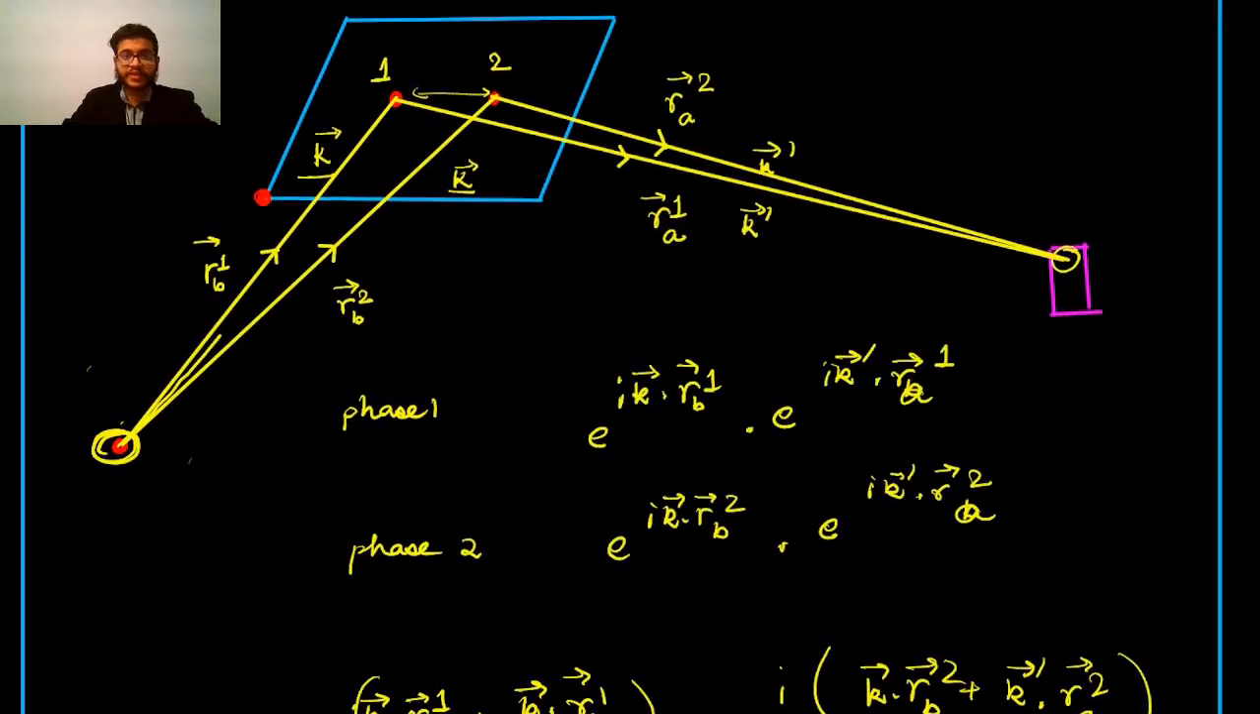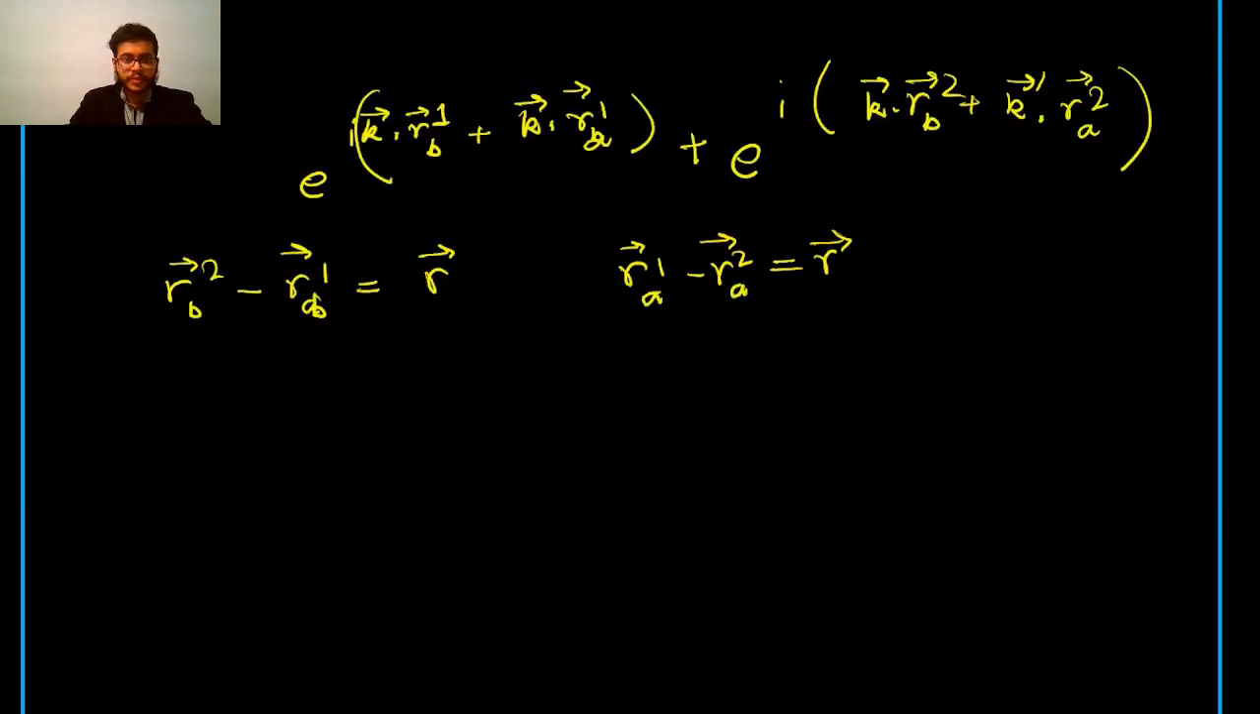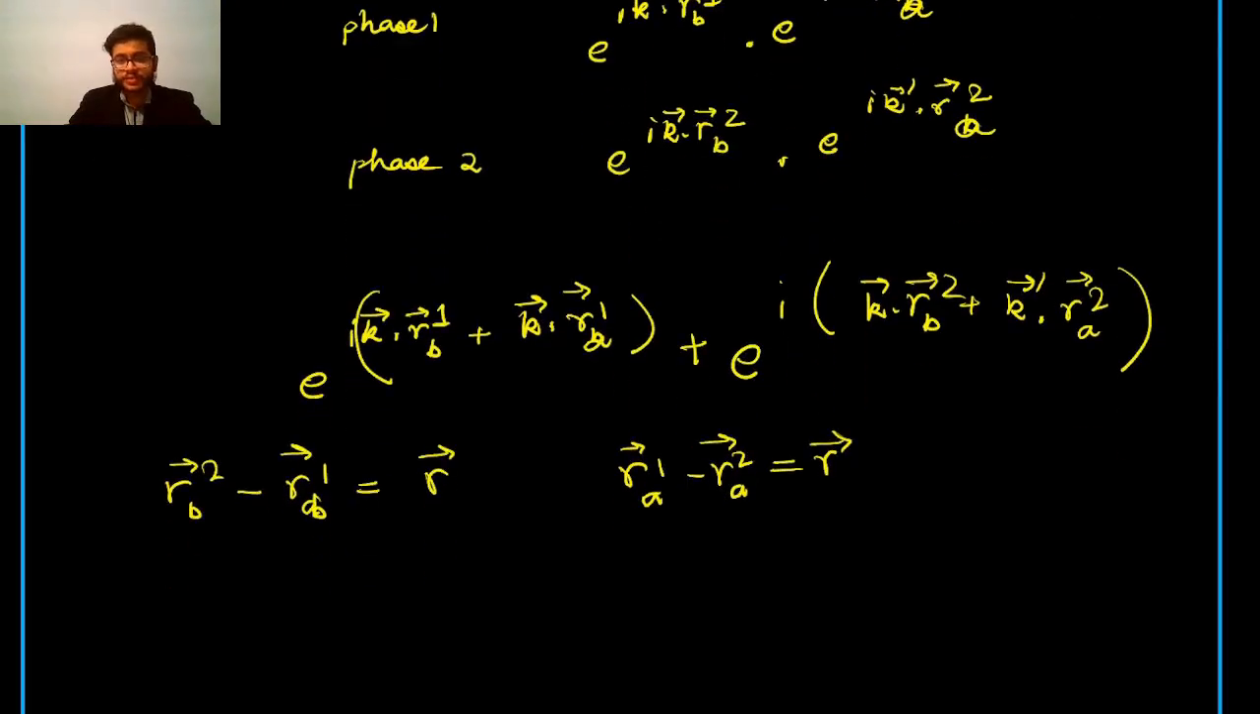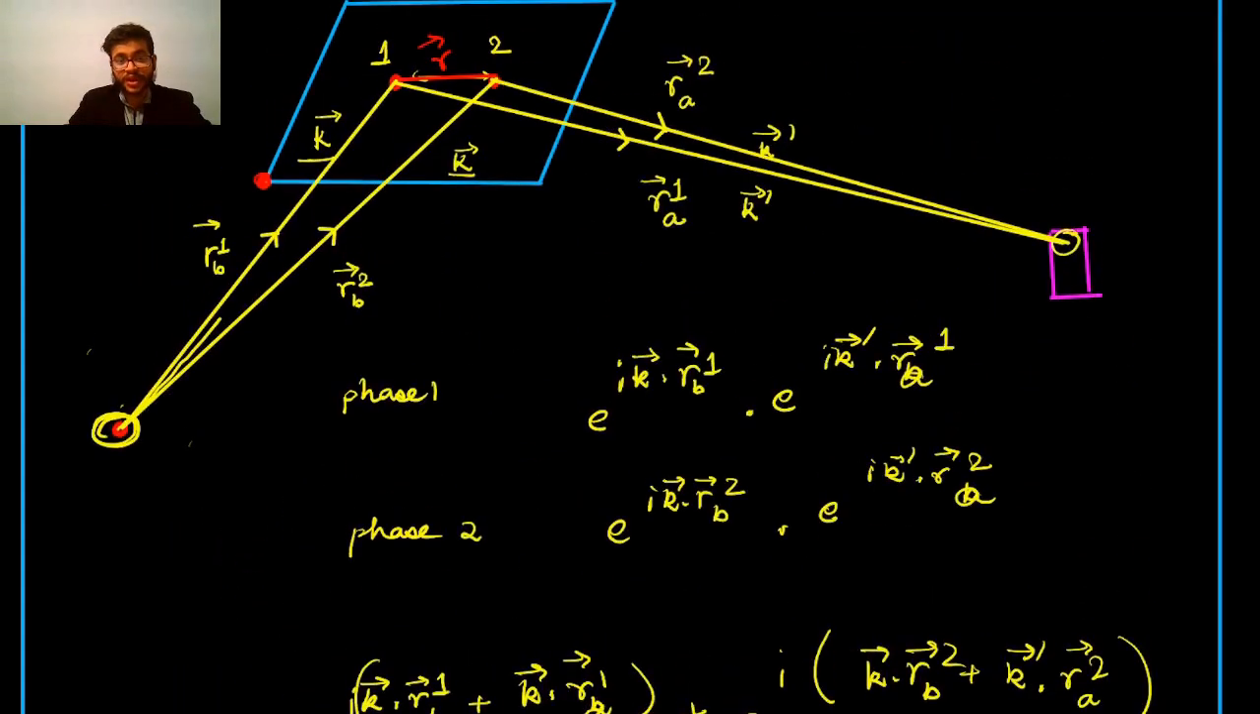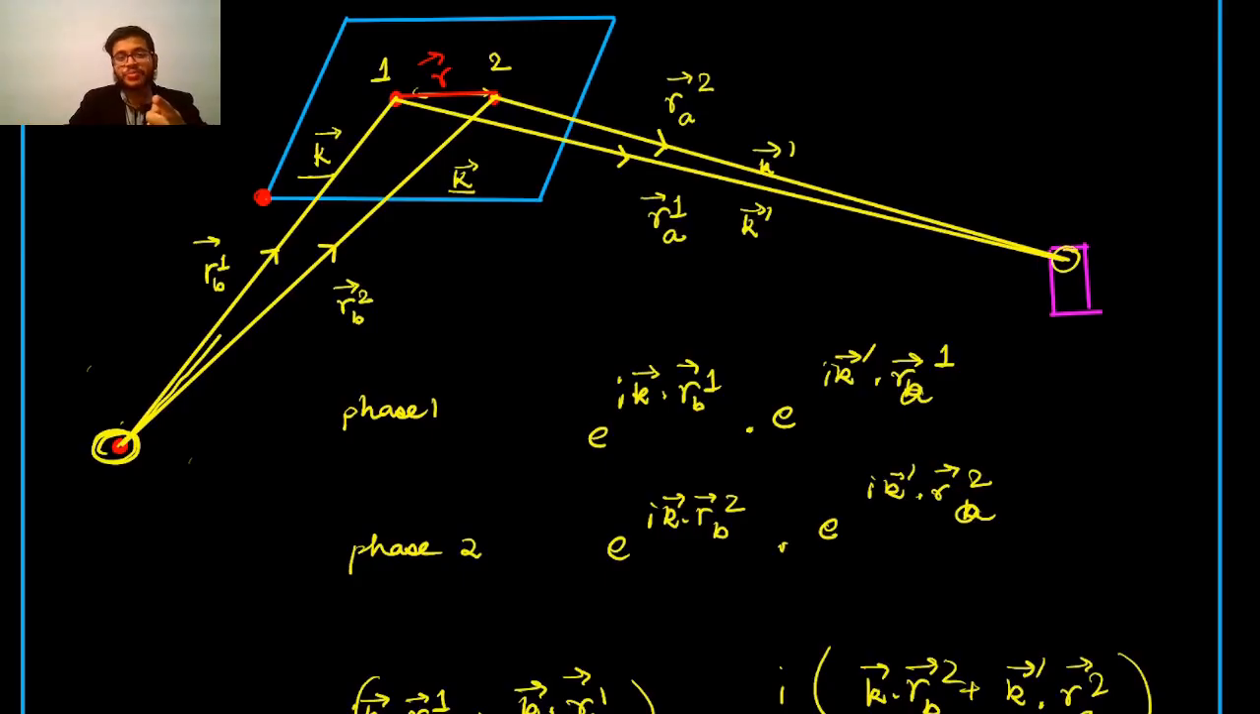So just from vector stuff, this is R. Or maybe let me write it in different ink. So the red one is R. Let me write it more clearly. Yeah, so this is R. RB2 minus RB1 is R. Similarly, RA1 minus RA2 will also be R.